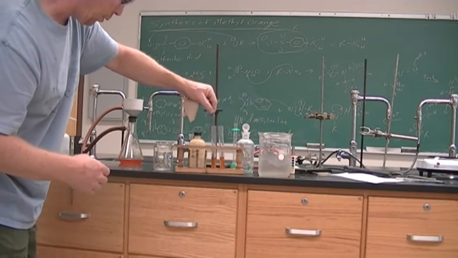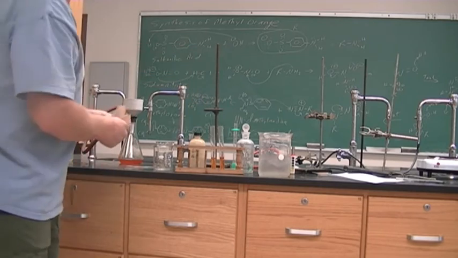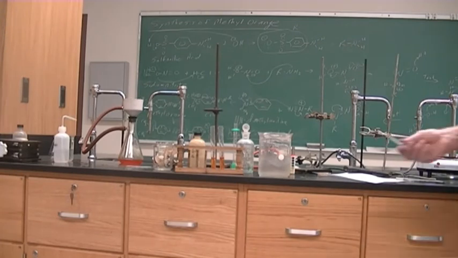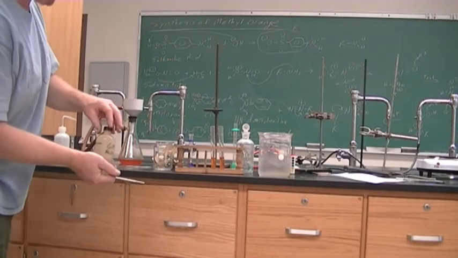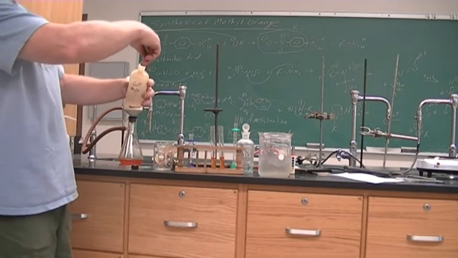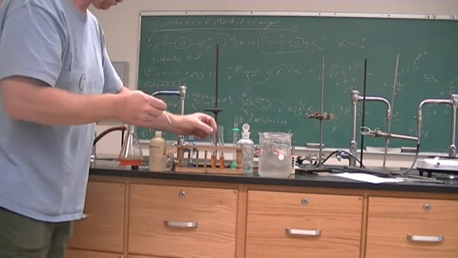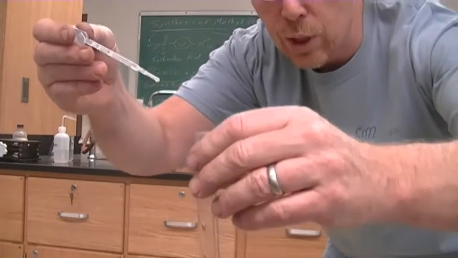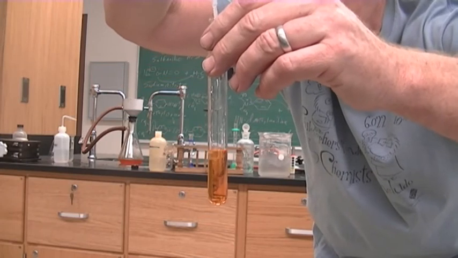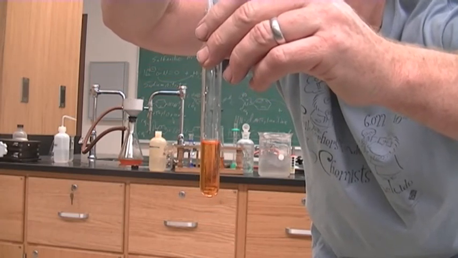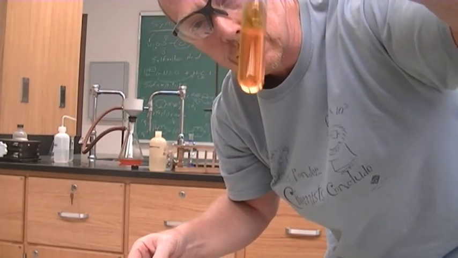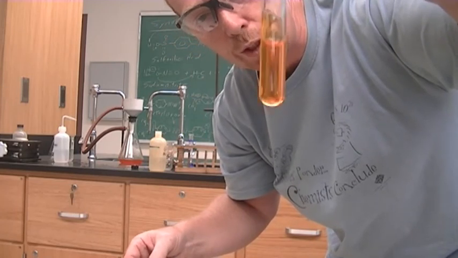All right, so what I'm going to do here is add a couple of drops of sodium hydroxide. And so you will see what color that methyl orange turns in base. All right, so this is NaOH in the dropper. And then I'm going to drop it in and see if there is a color change. Not much of a color change. All right, so the basic solution is this color.